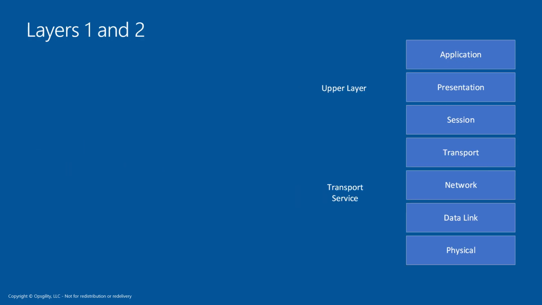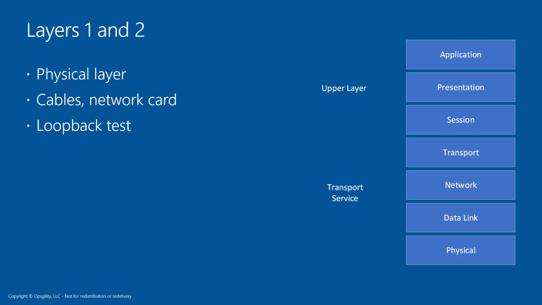We'll start at the bottom, layers 1 and 2, physical and data link. As mentioned, the first one is the physical layer, and it includes several different types of physical devices because this is the physical layer. An example would be cables. So if you plug an Ethernet cable into an Ethernet port on a network card on a computer, that's the physical layer of the OSI model. The network card itself is also part of the physical layer.